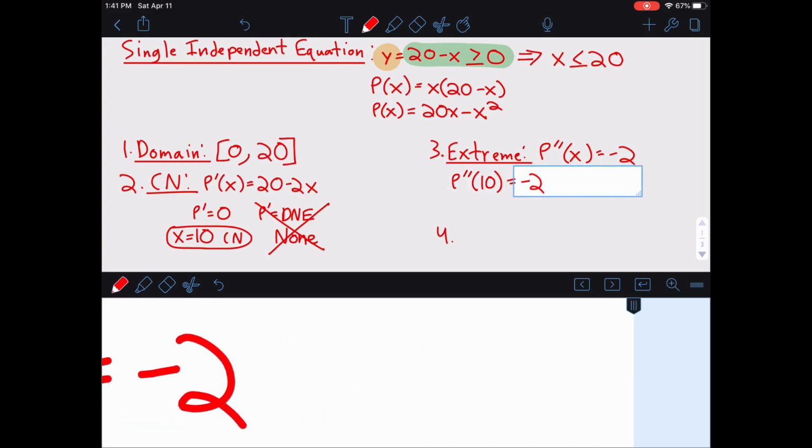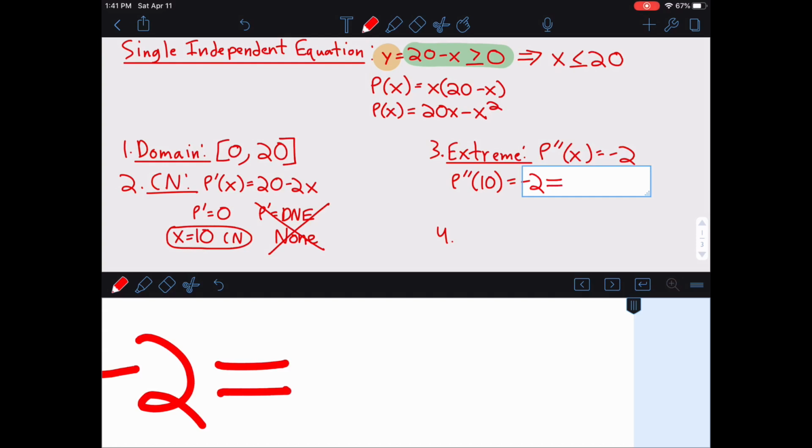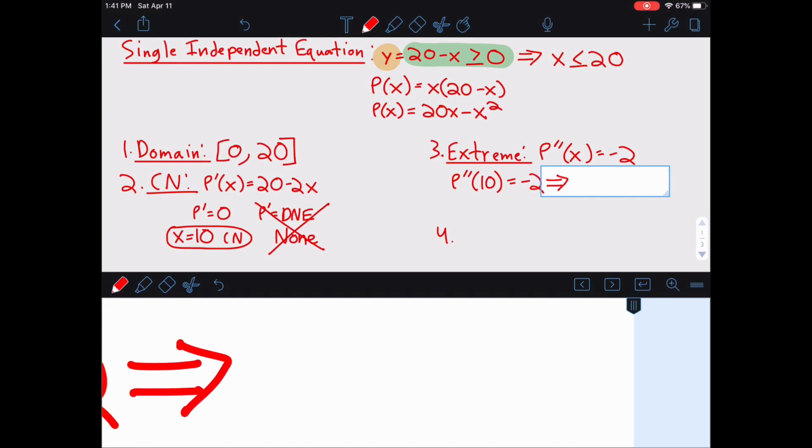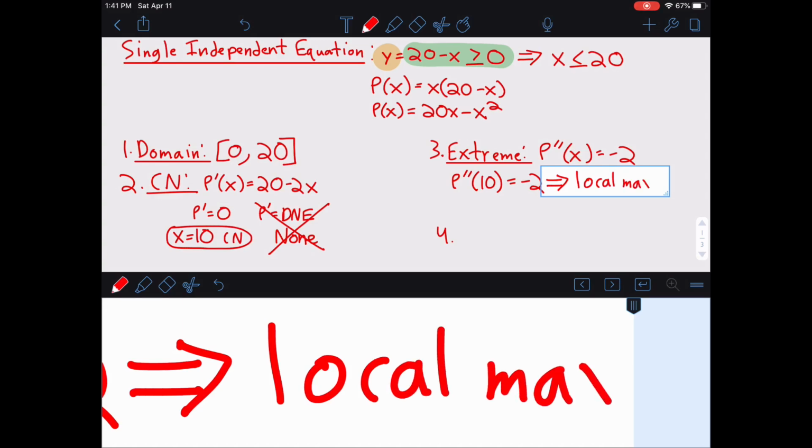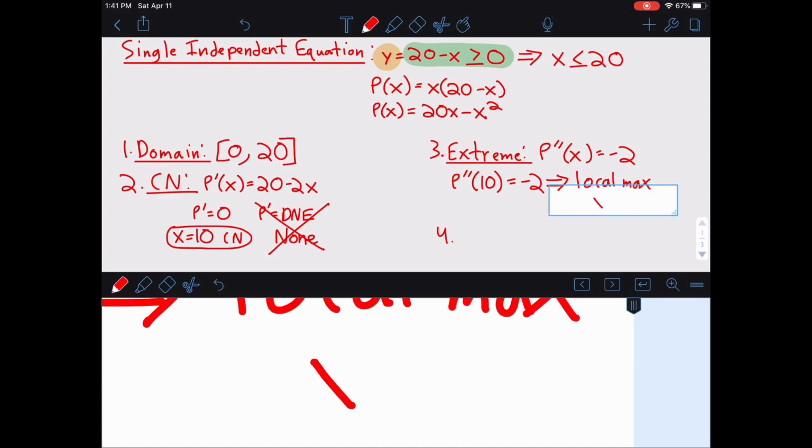And so what does this tell us? This tells us that we are concave down, right? Because the second derivative is negative. If we are concave down at a critical number, second derivative test tells me that I must have a local max at x equals 10.